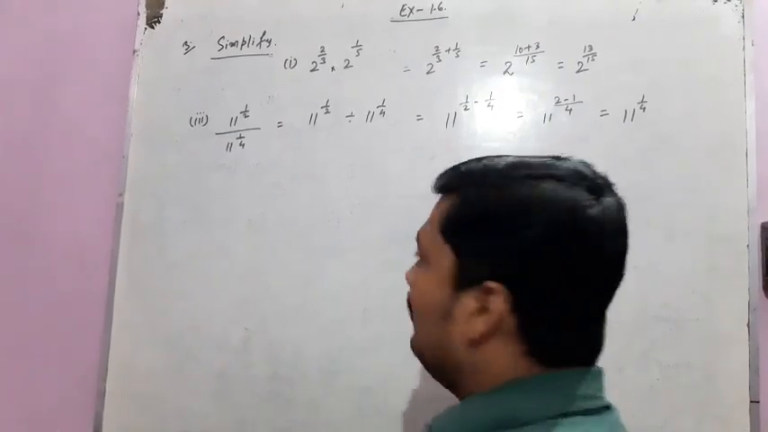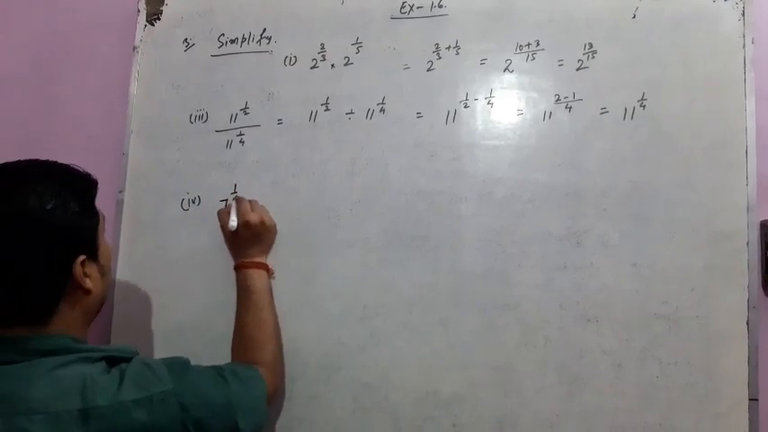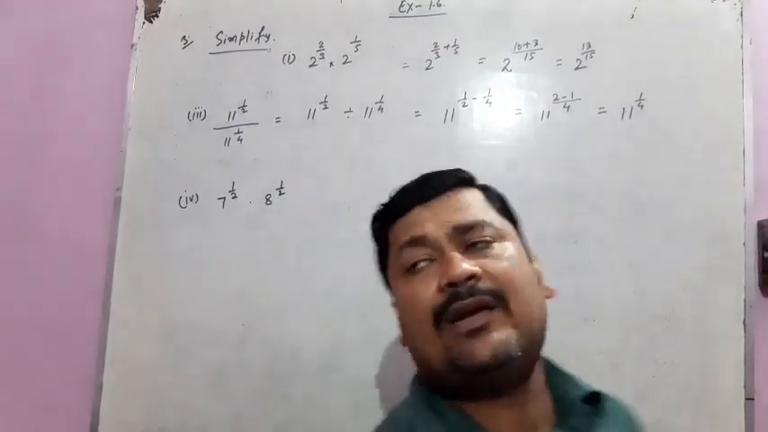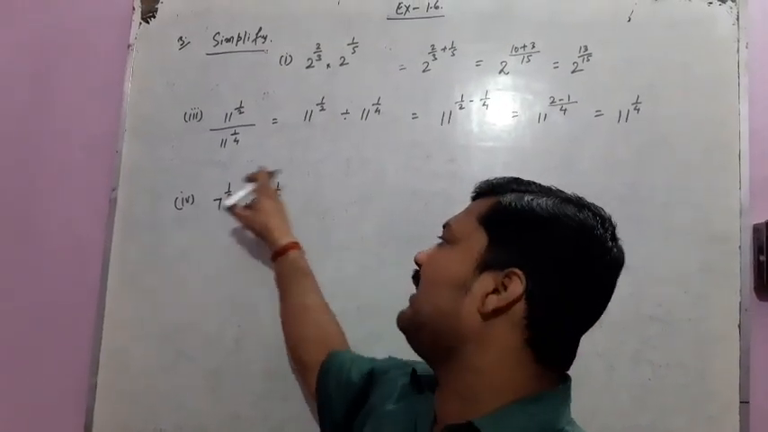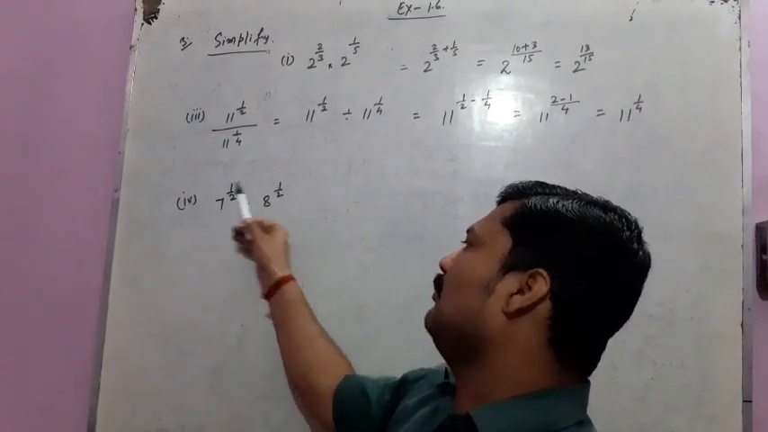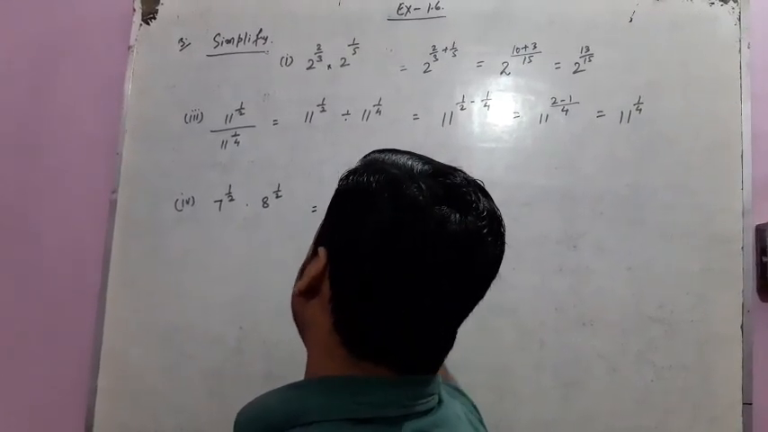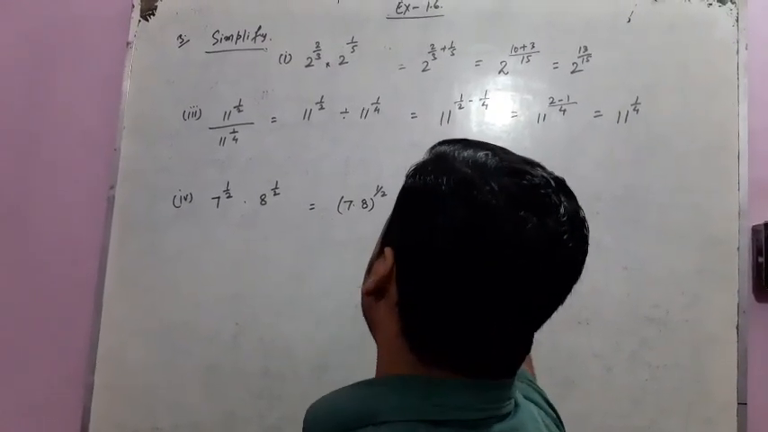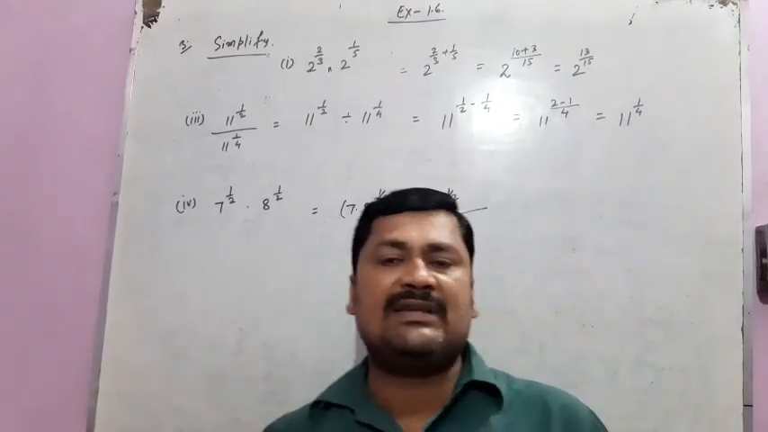Look at one more example here. Question number 4 of the third. 7 to the power 1 by 2 multiplied with 8 to the power 1 by 2. Now here are two different numbers, but they are multiplied. The bases are different but their exponents are the same and they are in multiplication. Both have the same exponent and they are multiplied, so we multiply their bases and write the same exponent here. Now 7 8s are 56. And what is the exponent here? 1 by 2. So our answer will be 56 to the power 1 by 2. In this way you can solve this exercise.